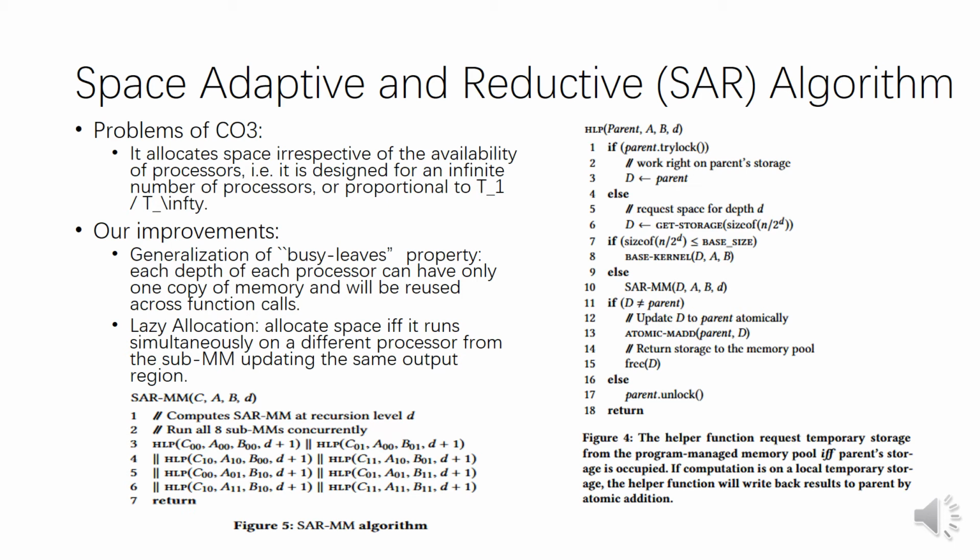Firstly, we generalize the busy leaf property. By the busy leaf property, in one word, it means on each processor, each depth of this recursive divide-conquer has only one copy of memory. Recall that in the TAR algorithm, the base case space will be reused across different function calls, that is, across different computations. For our generalization of the busy leaf property, not only the base case, each depth of the recursive divide-conquer tree will be reused on each processor. But on each processor, each depth will have only one copy of space. And this one copy of space will be reused across different function calls, different internal nodes. But it's reused, so it still saves space. This is the first optimization.